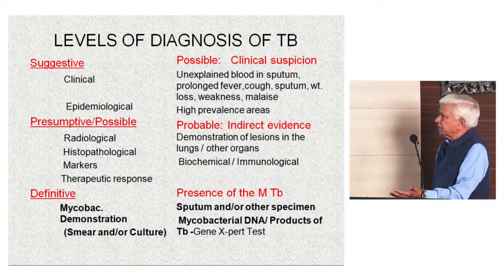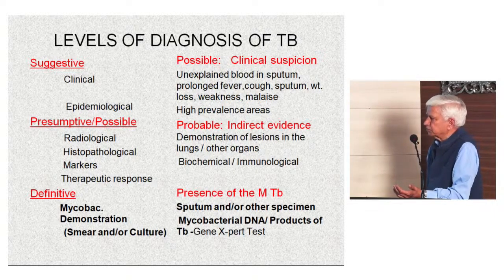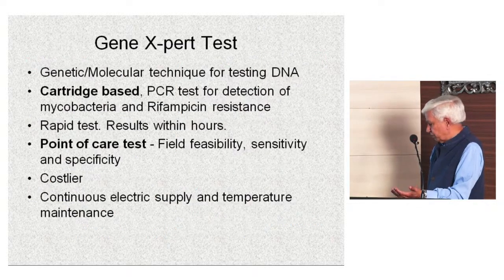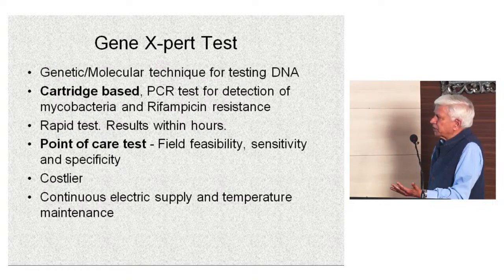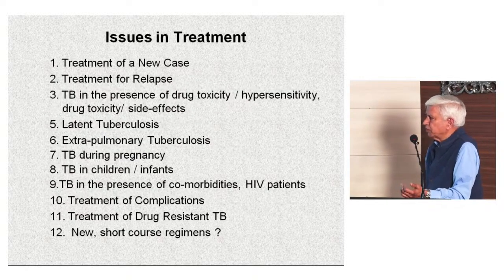Some of you might remember this slide. These diagnoses can be made as suggestive when it is clinical or epidemiological. Presumptive is the second level of diagnosis when radiological criteria, histopathological criteria or other markers are available, and then therapeutic response sometimes. But the definitive is mycobacterial demonstration, either the mycobacteria, or nowadays the DNA of mycobacteria. Gene Xpert is an on-site, rapid test available within hours, cartridge based, so that it can be done even in the most remote villages once the machine is available. It is a point of care test, relatively costly, but still very helpful.